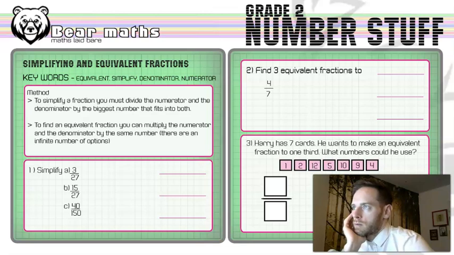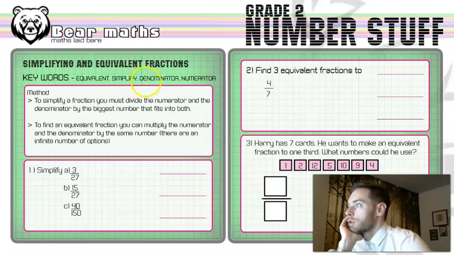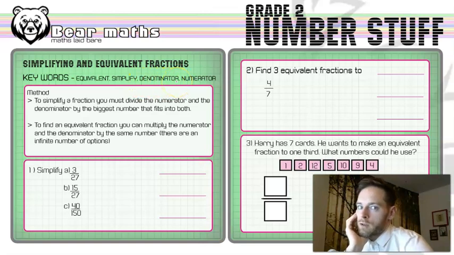This is another grade 2 topic in the number stuff section, and I've got some keywords for you to help you understand the topic a little bit more. Equivalent means the same value of. Simplify means you need to make the numbers smaller, so therefore we're going to be dividing. Denominator is the bottom number of a fraction, and the numerator is the top number of the fraction.